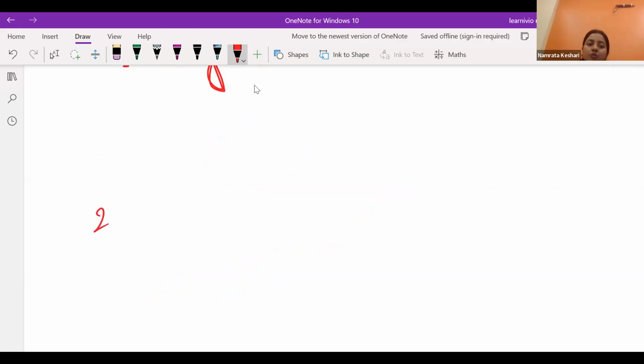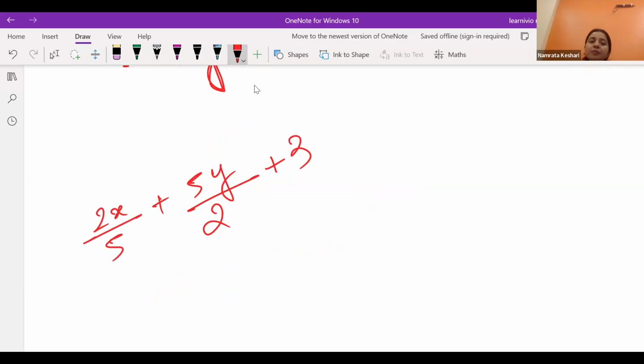That means you will be having 2x by 5 plus 5y by maybe 2, and you have to add them, or maybe plus 3 is also there and you have to add them all. So very basic way. 3 by 1 is there, you have to take the LCM of the denominators. LCM of 5, 2 and 1 will be 10, right? Yes, ma'am. The way you were doing previously, you can do that way, or the way we are doing now, whatever is convenient to you.